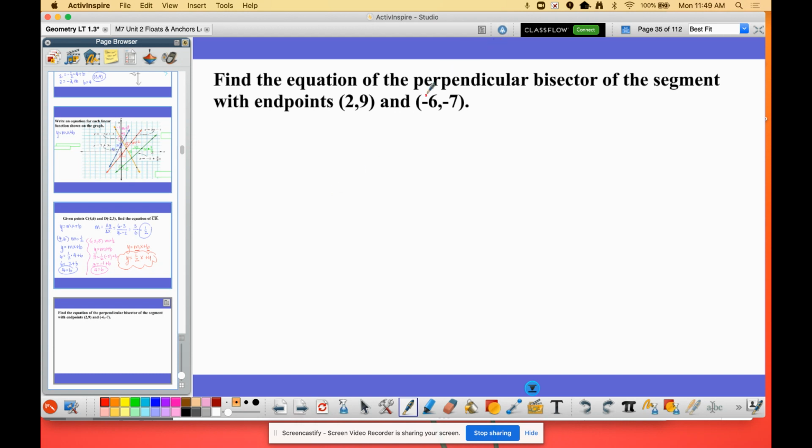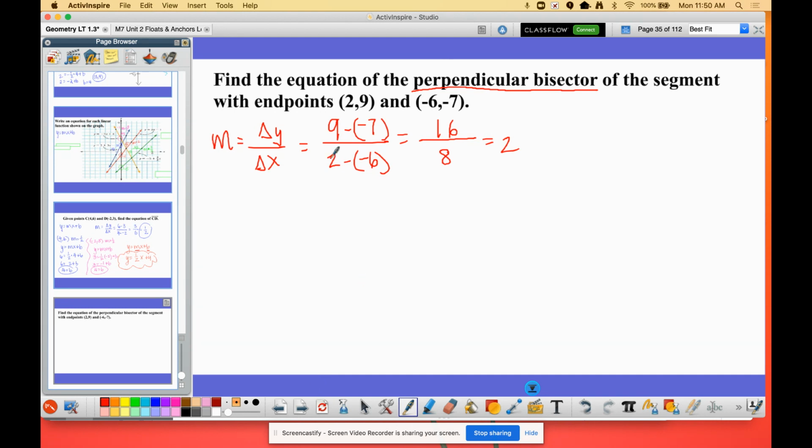Now we're going to find the equation of the perpendicular bisector of a segment with these two endpoints, (2, 9) and (-6, -7). So we know when we're talking about perpendicular, opposite reciprocal slopes. So let's first find the slope of (2, 9) and (-6, -7). So again, change in y over change in x. So we'll do 9 minus -7 over 2 minus -6. Remember, subtracting a negative is the same as adding a positive. So you end up with 16 over 8 or 2. That's going to be your slope.